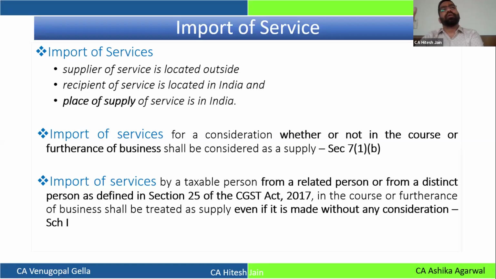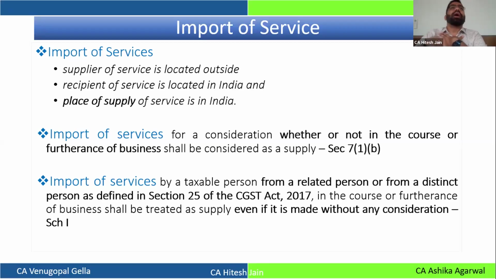Another way it can qualify as import is by referring to Schedule 1, which talks about deemed supply, where import of service by a taxable person. Here the term used is taxable person and not any person. Now, there is again a difference between taxable and registered person. If I am liable to be registered, then I am a taxable person. But if I have already registered, then I am deemed to be a registered person.